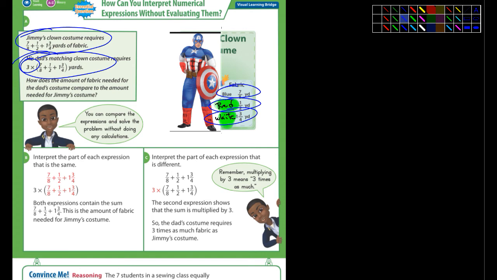And so what's the question, I guess? How does the amount of fabric needed for his dad's costume compare to the amount needed for Jimmy's costume? Well, it's 3 times as much. And they pretty much answer that there for you.